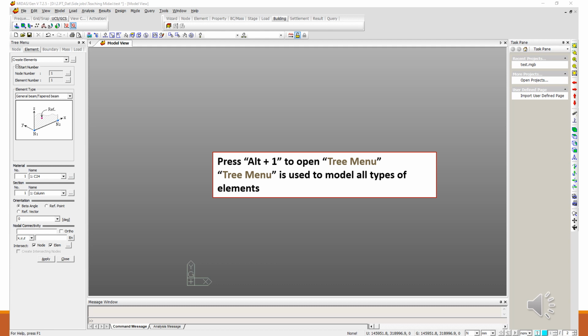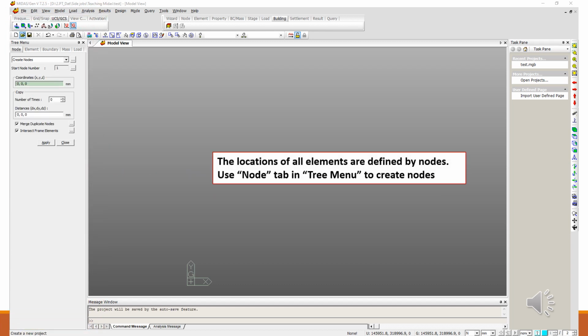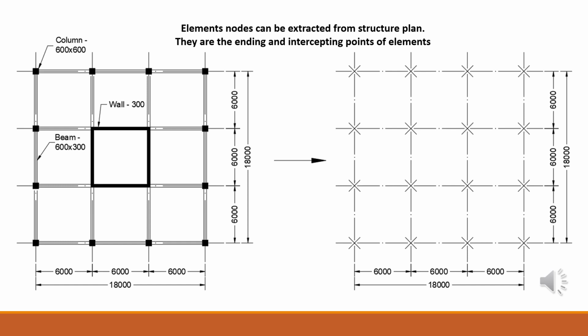Press Alt+1 to open Tree menu. Tree menu is used to model all types of elements. The locations of all elements are defined by nodes. Use Node tab in Tree menu to create nodes. Element nodes can be extracted from structure plan. They are the ending and intersecting points of elements.